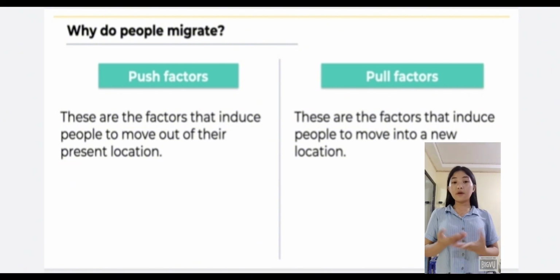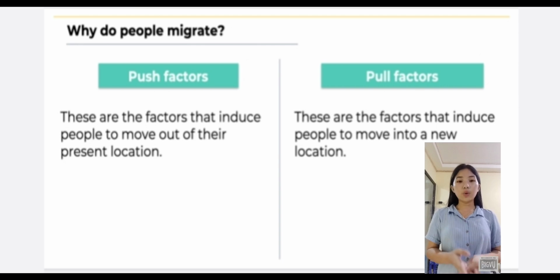Pull factors, these are factors that induce people to move into a new location. So pull factors are the positive aspects of a destination country that attract migrants. For example, in the push factors, I left my home country because of a war. So I went to a country that is more peaceful and has a more stable society. So pull factors are like a magnet that pulls you toward a different location.